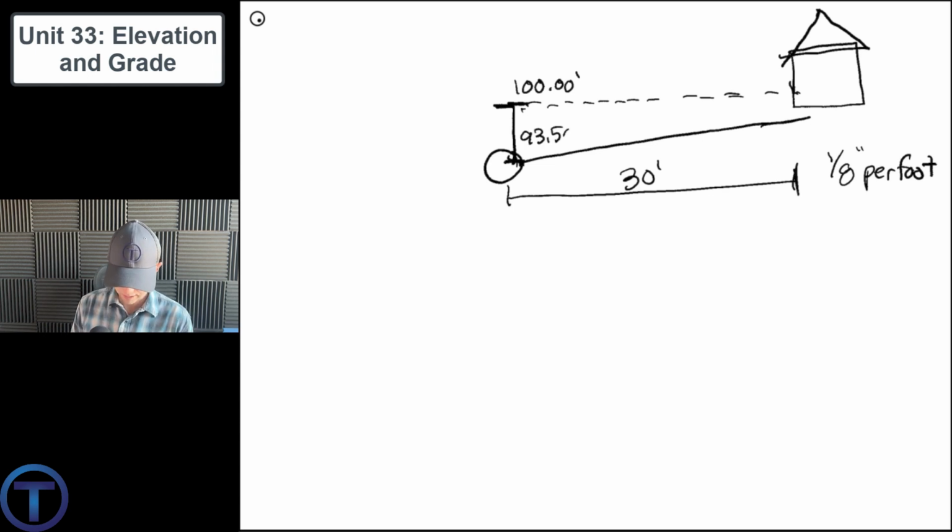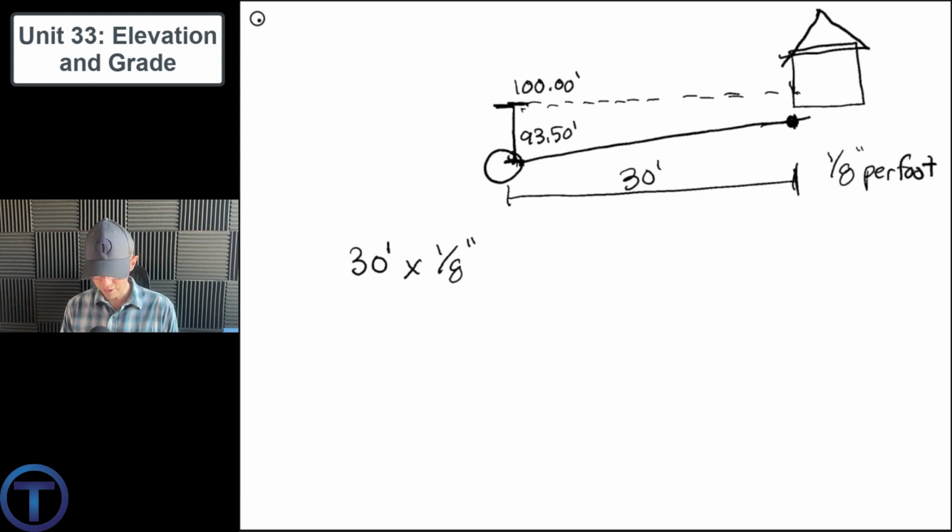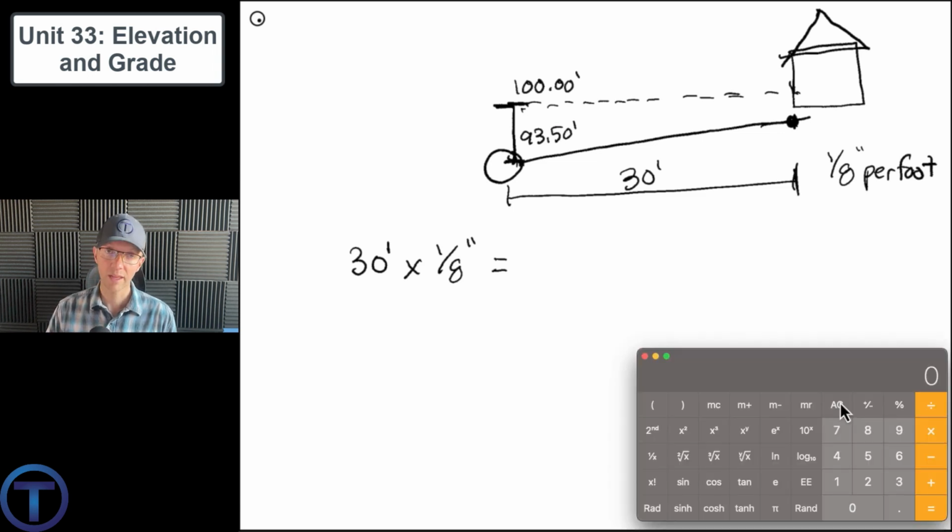93.50 feet. What they want to know is on the high end, say here at 30 feet, what is our elevation? And we can calculate that difference by taking the distance that it has traveled, which is 30 feet, and multiplying that by 1/8 inch per foot, right? That's going to give us in inches the difference from the upper end to the lower end as this pipe slopes. I'll remind you, when you multiply this, you can multiply by the decimal form.